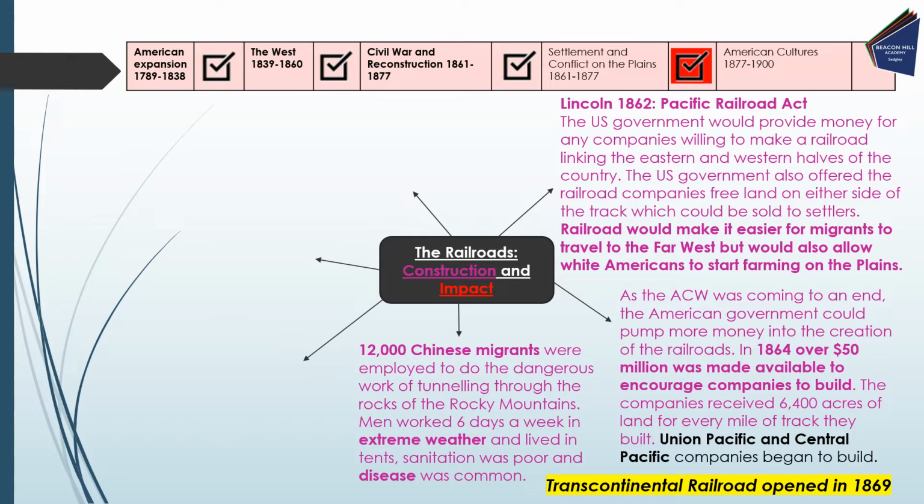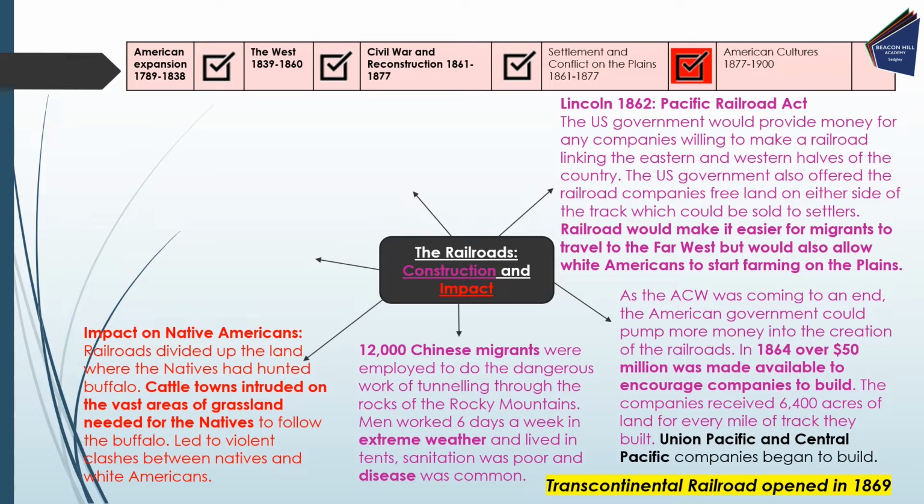So in terms of the impact of the railroads, firstly, unsurprisingly, there was a huge impact on Native Americans. Railroads divided up the land where the natives had hunted buffalo. Cattle towns intruded on the vast areas of grassland needed for the natives to follow the buffalo, and this led to violent clashes between the natives and the white Americans. So I'm sure none of us are surprised by this, but that is absolutely a point that you could write.